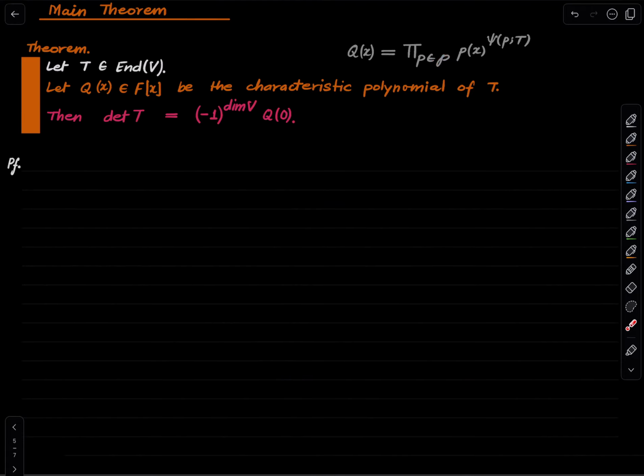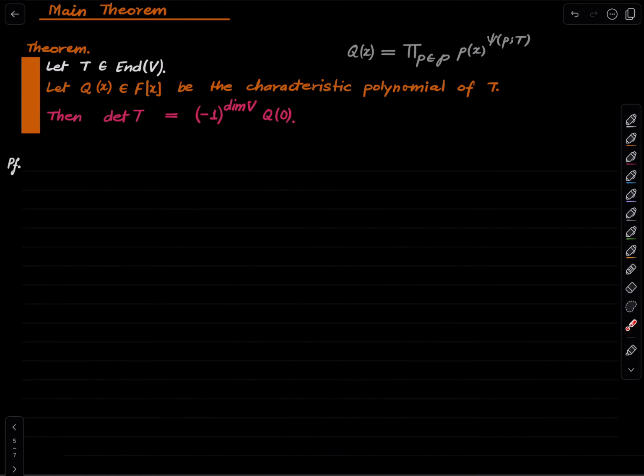Okay, we claim that the determinant of T is an appropriate sign depending only on the dimension of the vector space times Q of 0. So the value of the characteristic polynomial at 0 governs the determinant along with the dimension of the vector space.